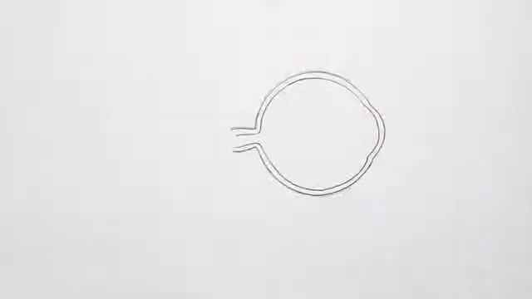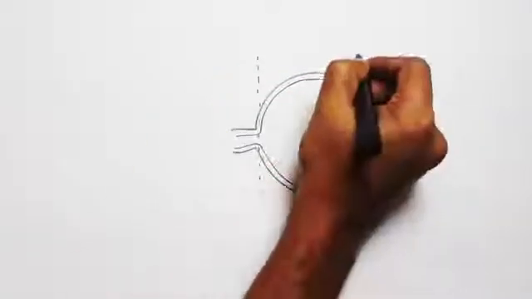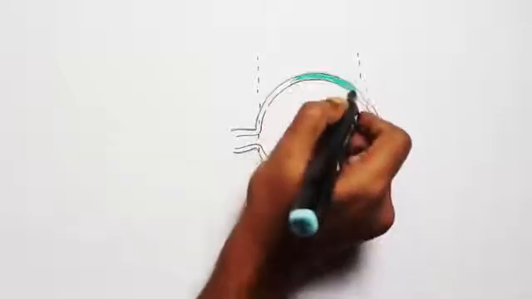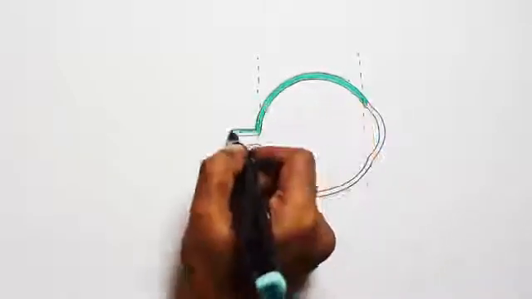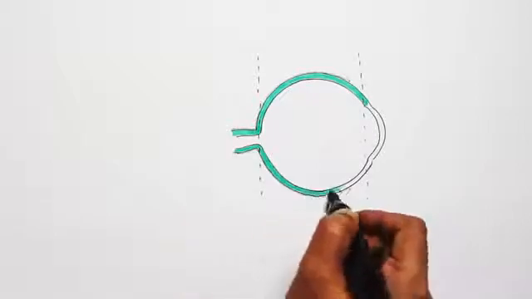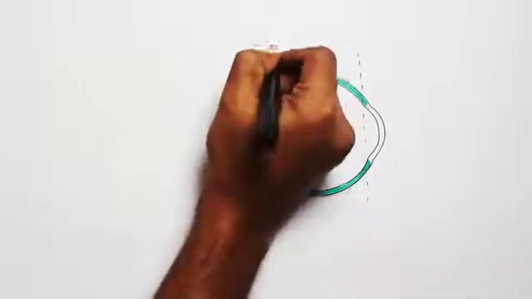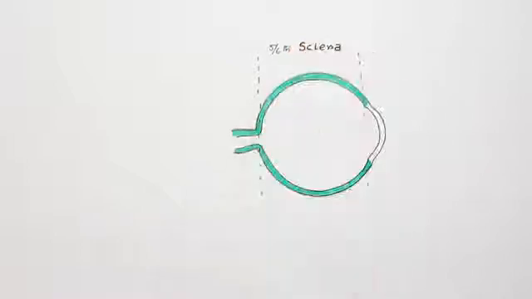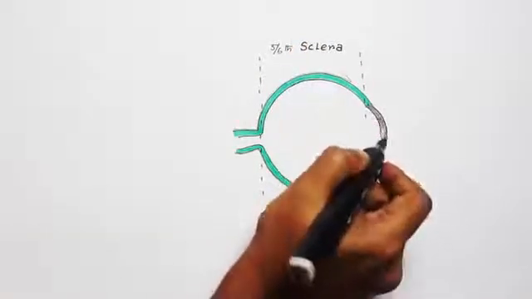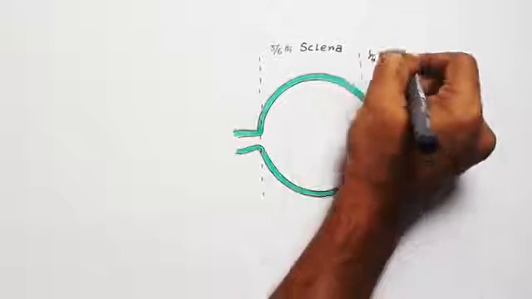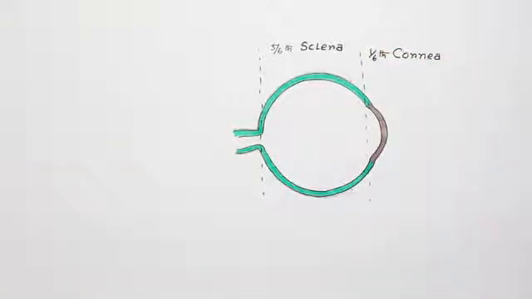Here in this diagram, this total part is the outer layer. The posterior 5/6 part, from this portion to this portion, is called sclera, which is a very tough membrane. Here this transparent anterior 1/6 part is called cornea. So the outermost layer mostly consists of two parts, sclera and cornea, which protect the inner layer and let the light come into the eyeball.